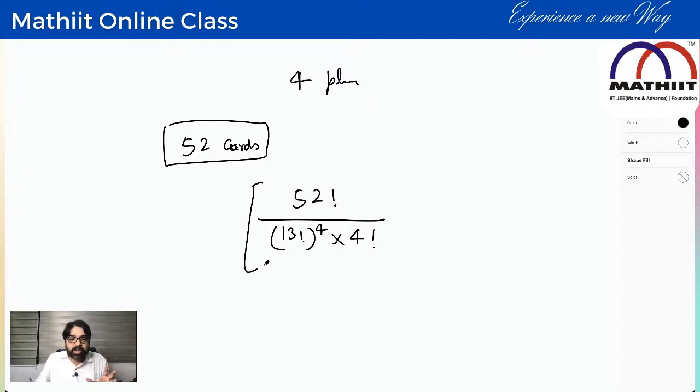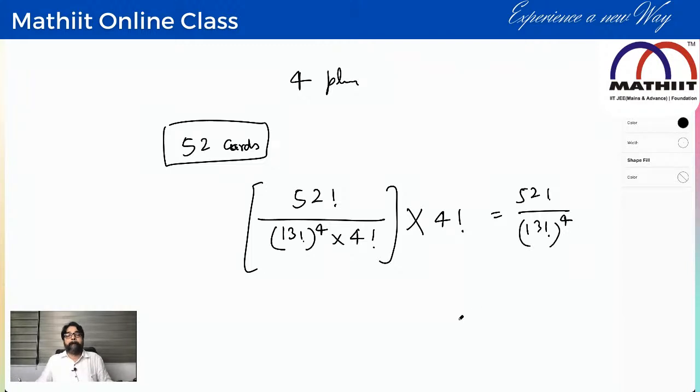But this is just grouping. This is just grouping, into arrangement of the groups into the people, into 4 factorial. Be clear, groups are always considered as different. Do not consider them as identical. So 4 factorial will get cancelled and finally your answer will be 52 factorial by 13 factorial power 4. Am I right?